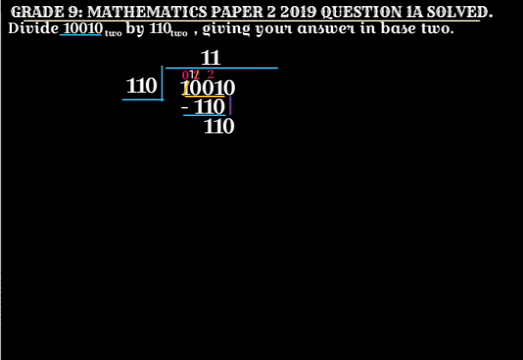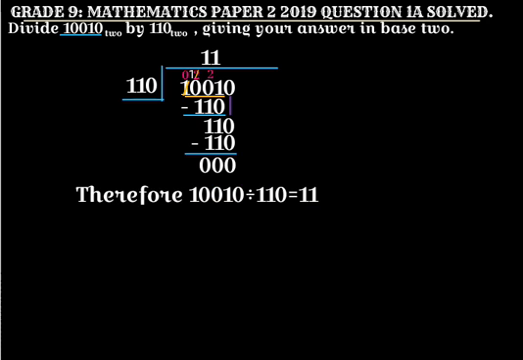Then we multiply 1 by 110, it will give us 110. Then we subtract that. So 0 minus 0 is 0, 1 minus 1 is 0, 1 minus 1 is 0. When we get such an answer, that means we have reached the end, and there is no number we can drop on the right side of these numbers. So our calculation has ended. The answer was 11. Therefore, 10010 divided by 110 is equal to 11.